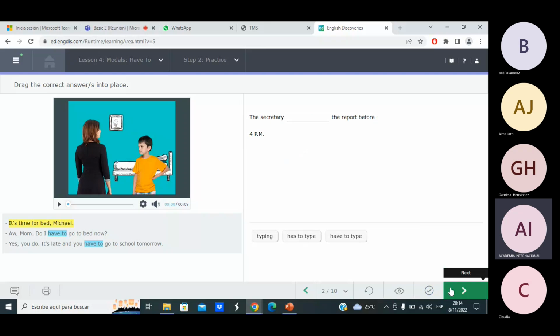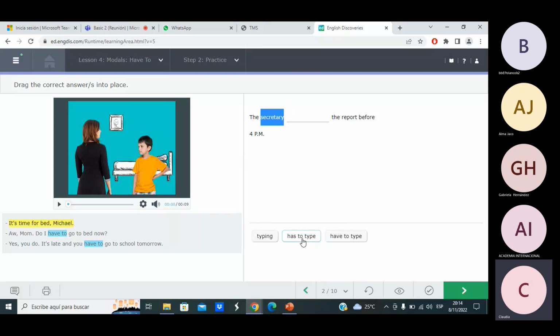Okay, look at this one. The secretary, the report before 4 p.m. The secretary typing the report before 4 p.m. Would it be that one? What do you think? The secretary, pay attention to this part. The secretary, would it be this one or which option would you choose?